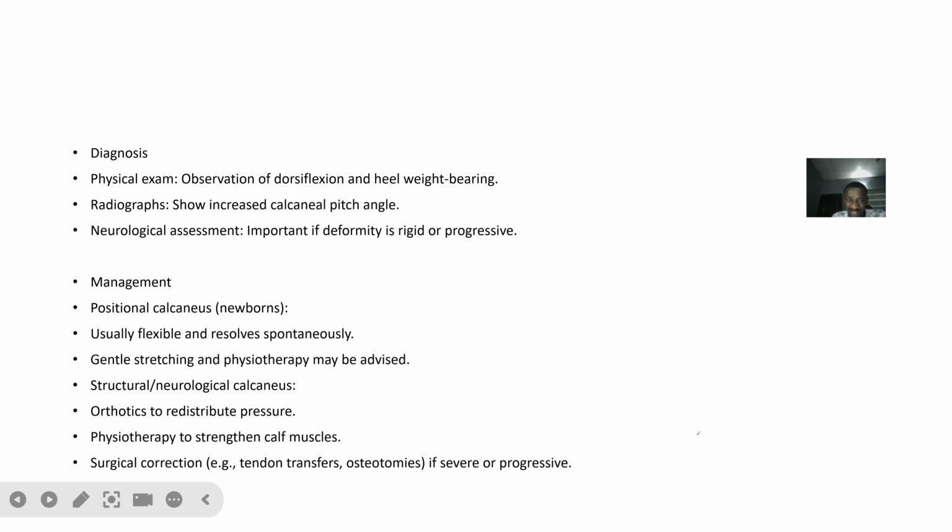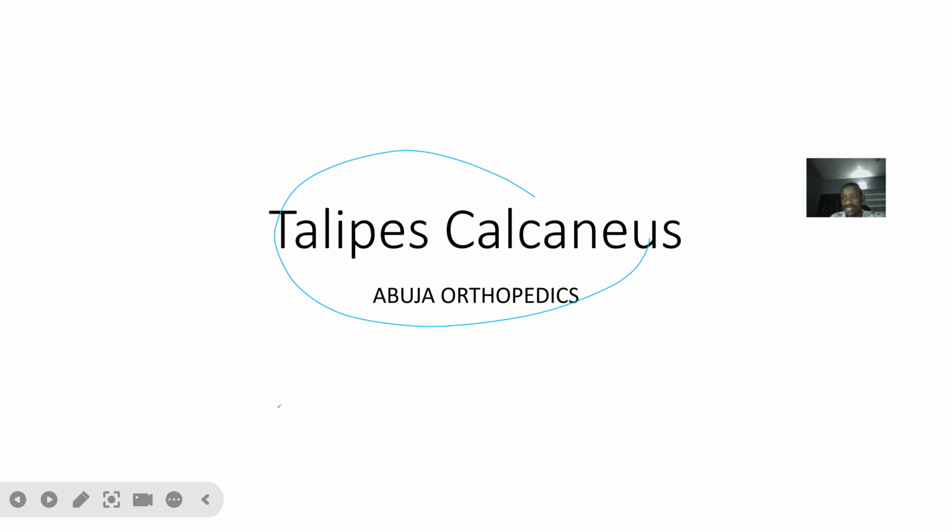So diagnosis is by physical examination, and you see it. You do radiographs too, and neurological assessment. Management: for the positional one, you usually do physiotherapy and the person returns to normal life. For the structural one, if physiotherapy does not work, you just have to do surgery. Orthotics after the surgery is when you now start doing physiotherapy. So that's the beauty of this. And let's move to the next.